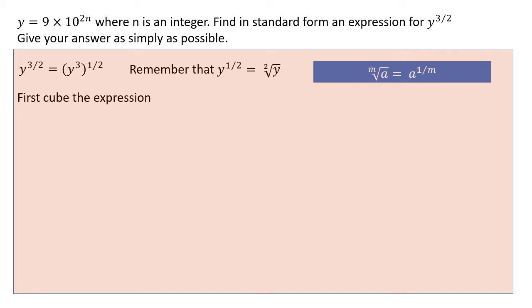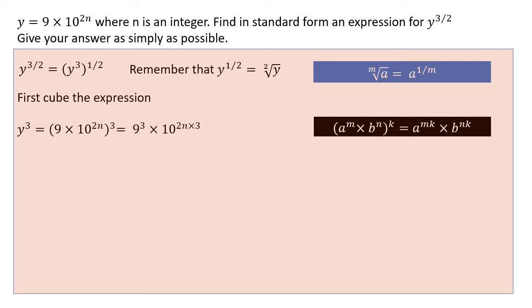So first off, we cube the expression. So y cubed equals 9 times 10 to the power 2n all cubed. This is equal to 9 cubed multiplied by 10 to the power 2n times 3. Remember the rule that says that the index outside the bracket is multiplied by the indices inside. Now y cubed equals 9 cubed, which is 729, multiplied by 10 to the power 2n times 3, which is 10 to the power 6n.